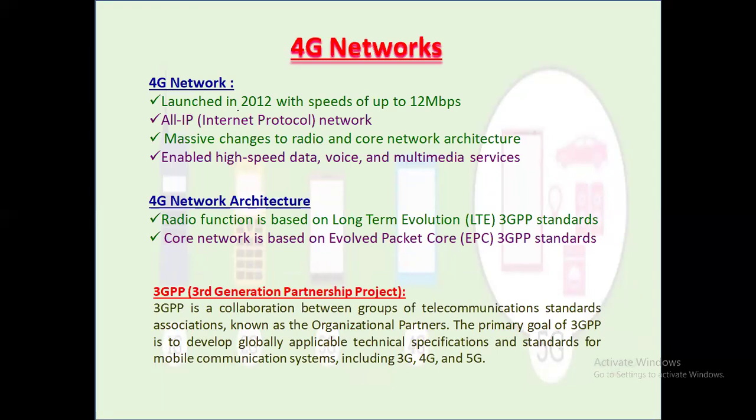The 4G network launched in the year 2012, and it was a significant upgrade to wireless communication technology, offering speeds of up to 12 megabits per second, 12 Mbps. And this network was built on all IP. Here, IP stands for Internet Protocol Foundation, which enabled efficient, seamless communication. The transition to 4G brought about massive changes to both radio and core network architecture, allowing for faster and more reliable connections.